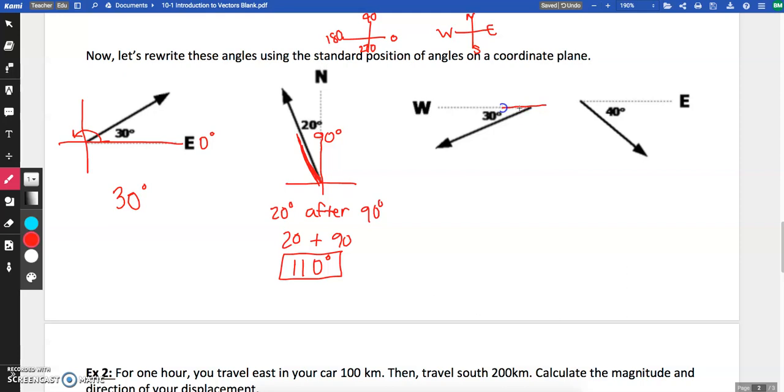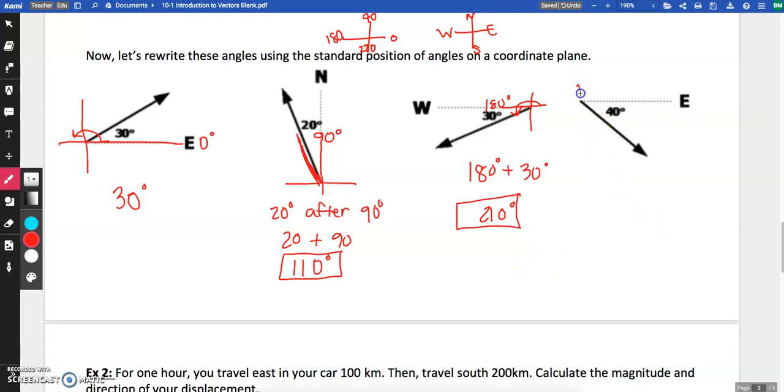Next one here. Draw your axes in. On the regular coordinate plane, the west angle would be 180 degrees, and I'm moving after it. So I'm going to add 180 plus 30, like we did in the last one, because it's continuing after 180, making this a 210-degree angle on our regular coordinate plane.